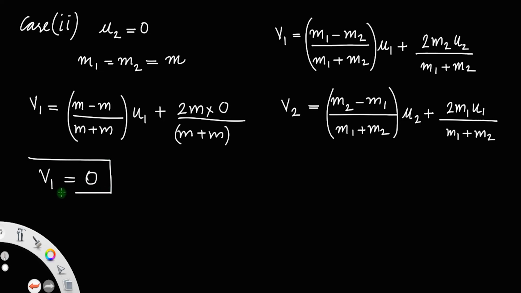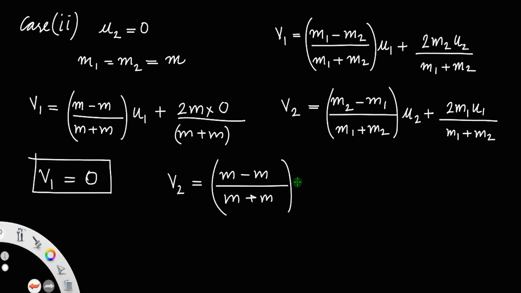So v1 is equal to 0. What about v2? v2 is equal to m minus m by m plus m times u2, u2 is 0, plus 2m divided by m plus m into u1. Clear? So v2 is equal to, this term is 0 and this term, 2m and m plus m is again 2m, this will get cancelled. So v2 is equal to u1.